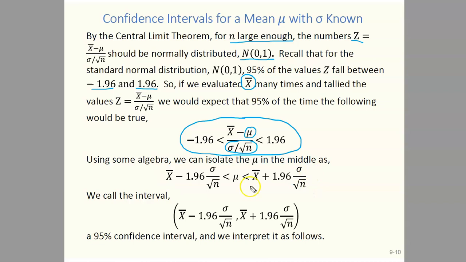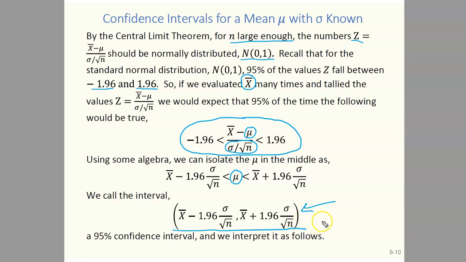So what this means is if we went out and evaluated, say, 100 of these x bars, and we calculated 100 of these intervals right here, then we would expect that 95% of the time the true population mean would be contained between these two numbers. And we call this our 95% confidence interval. And that's our formula right there.